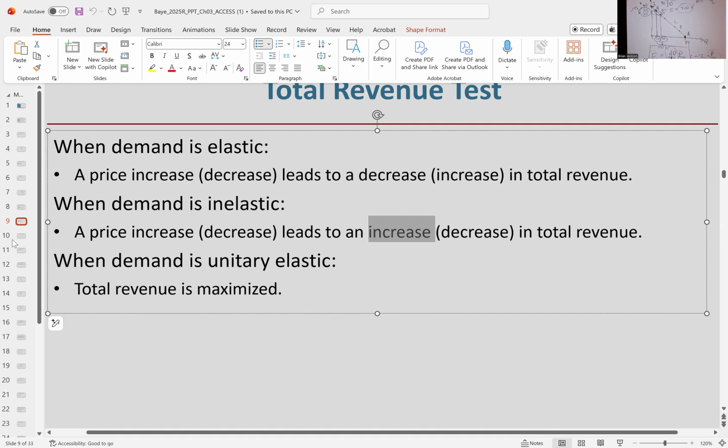I just want you to see that this is basically a theory you've seen before. When demand is elastic, you're way up here on the demand curve at a high price, then a change in price will be the opposite to the change in total revenue. So if you increase the price in this region right here, then you're going to decrease the total revenue.